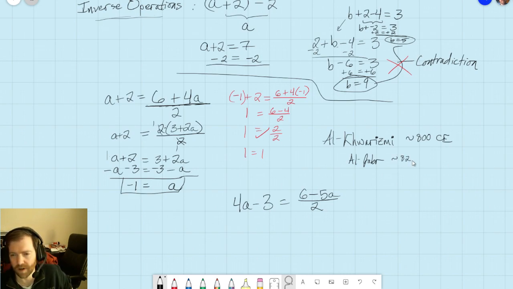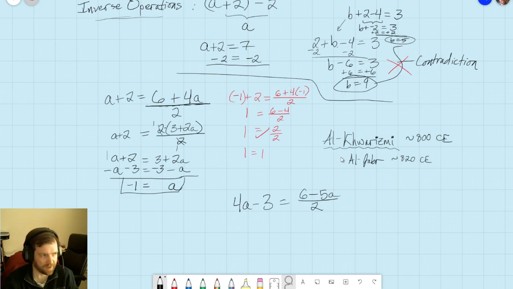So the systematic approach then became named after him, the Al-Khwarizmi method, or an algorithm.